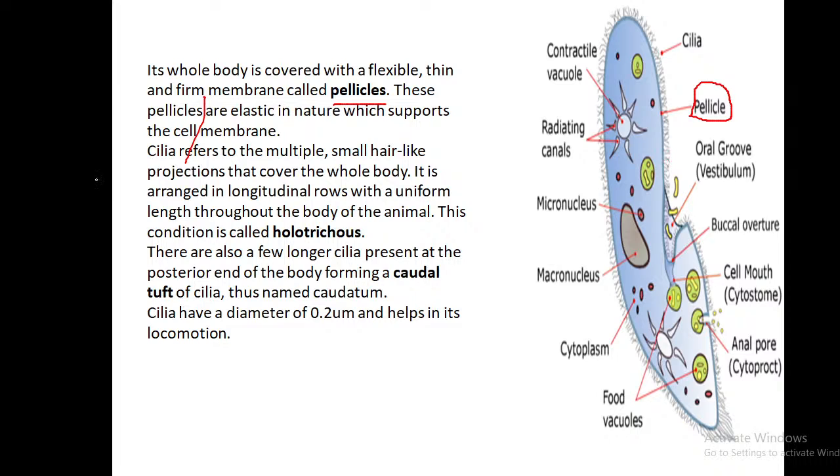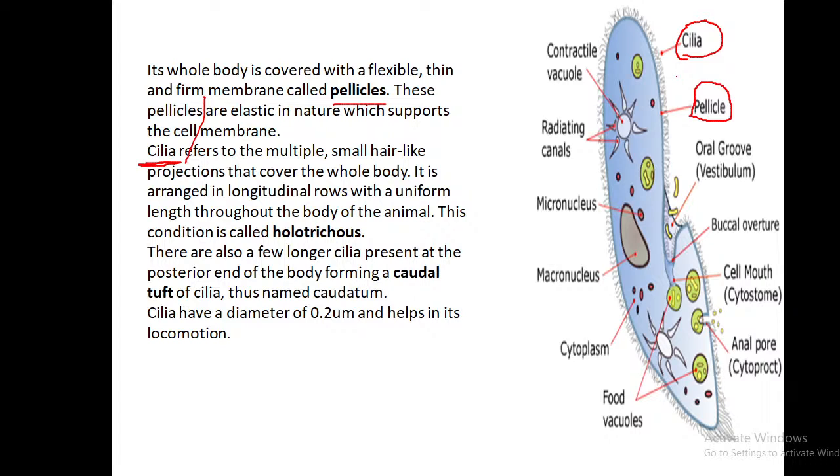Now the next structure is cilia. There is a pellicle on the outside, and on the outside of the pellicle there are many cilia. Here you can see cilia. Cilia are hair-like structures which are found all over the body. The hair-like structures seen around the body are called cilia. And they are the locomotory structures found on the body of paramecium. Cilia help paramecium to move.